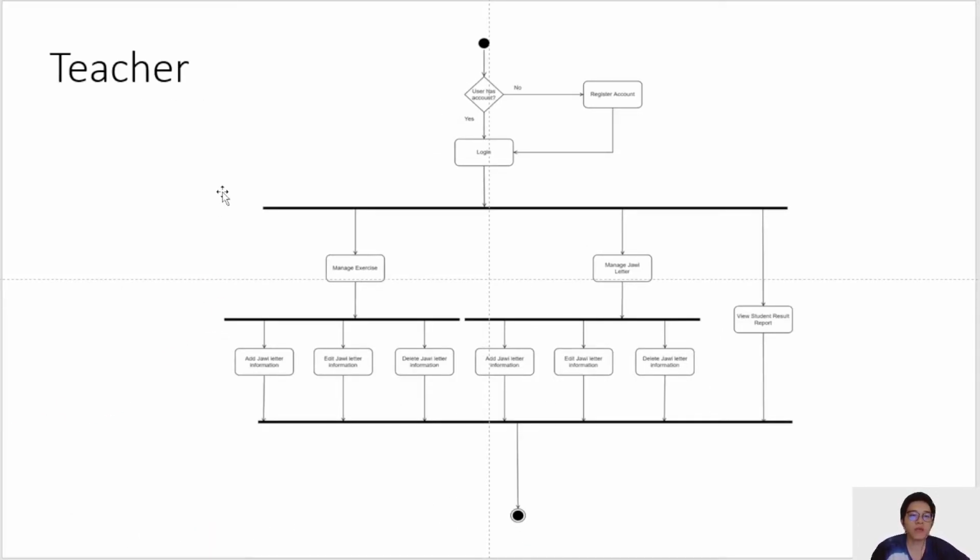And the next one is the activity diagram for the teacher. Same as for the student, when the teacher has an account, they can log in. If not, they must register an account, and then they can log in. Once they log in, they can choose to manage the exercise, manage the Java letter, or view the student report. When they manage the exercise, they can add, edit, or delete. For the Java letter, they can add, edit, or delete the Java. And once this process is done, it will end the process.